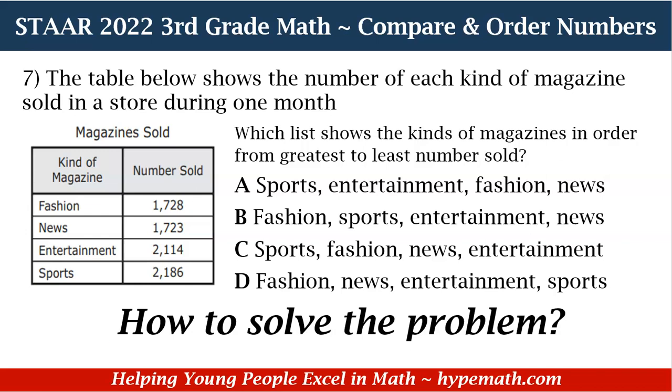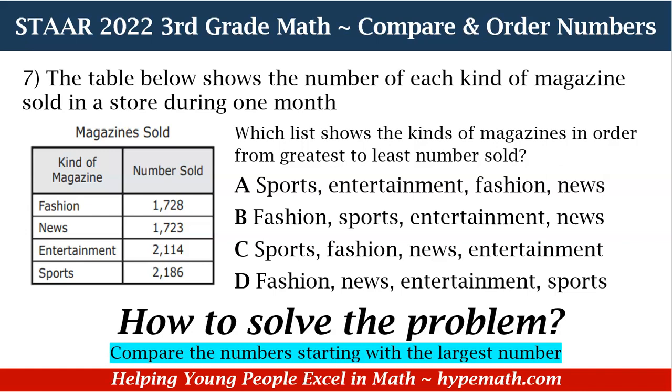In order for us to solve the problem, we need to compare and order the numbers starting with the greatest, or the largest number. So let's look at our chart. We see that our numbers are lined up, and we are going to start with the furthest place value to the left, which is the thousands place.